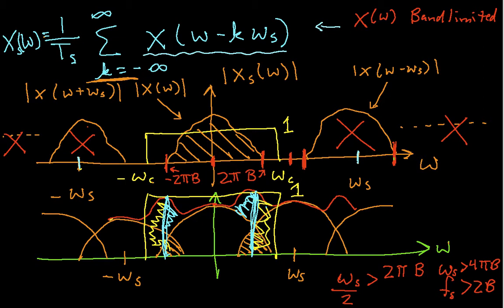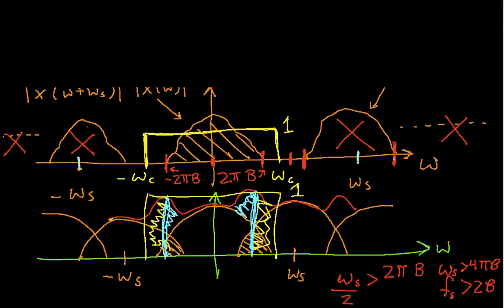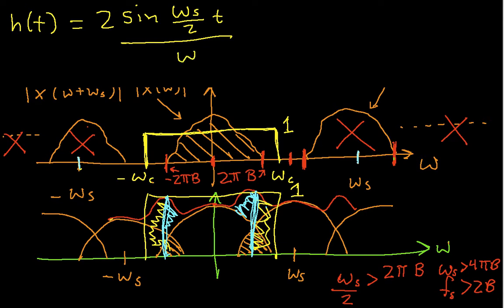Okay, just a few final comments and we'll be done here. This ideal low-pass filter that reconstructs x exactly in the time domain, I'll get rid of some of this up here, the impulse response h of t of this ideal low-pass filter turns out to be the inverse Fourier transform of this guy here, which if you work it out, is 2 sine of omega s over 2 t over omega. And this is a sinc function. So if I graph this, it looks something like that.